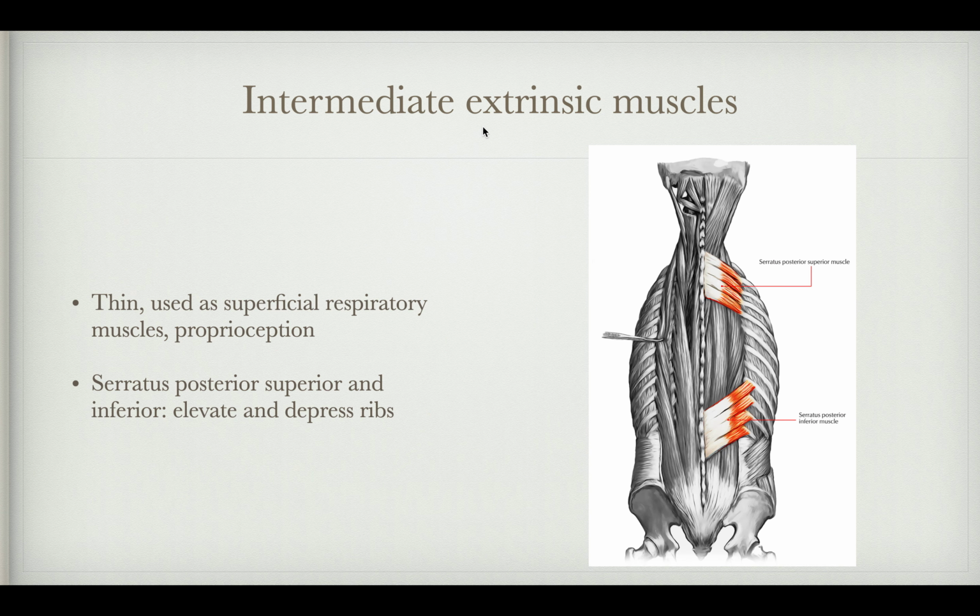So the intermediate extrinsic muscles are very thin. They're used as superficial respiratory muscles and play a larger role in proprioception. And the smaller roles that they do play is that the serratus posterior superior, as you can see, the fibers descend. They elevate the ribs when you inhale, and they contract. And the serratus posterior inferior will depress the ribs when they contract, used in exhalation.